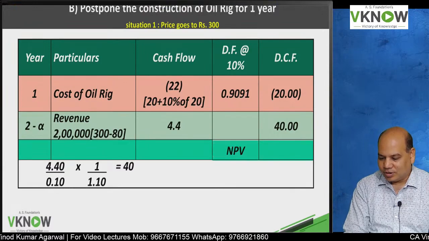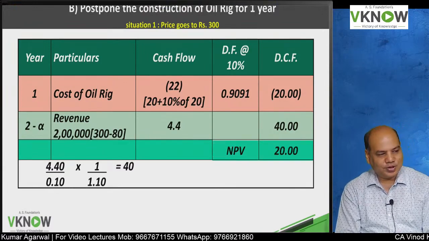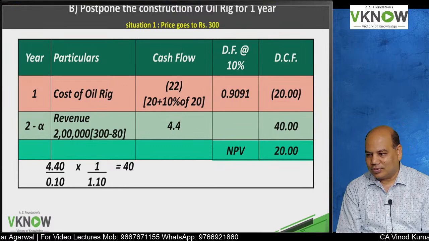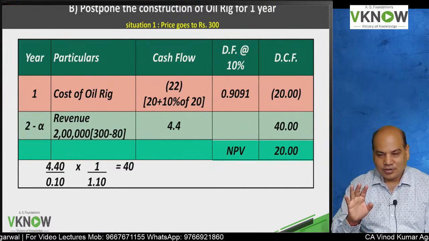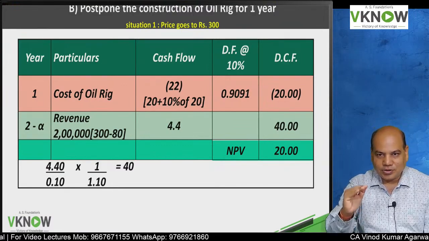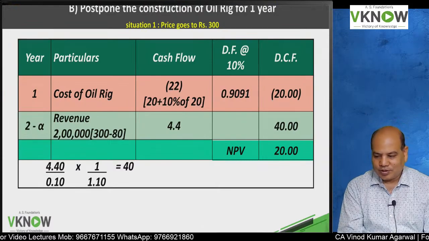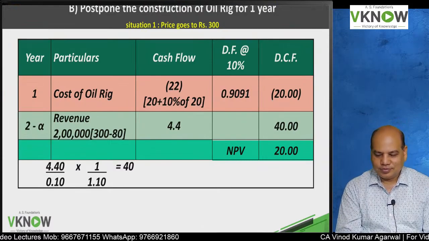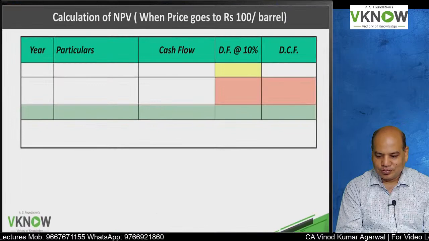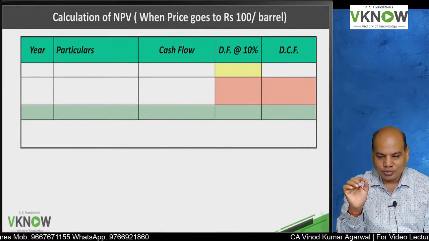So what is your NPV now? 20. But that is not the end of the answer. This is if the price rises to 300. Okay. Now write down below situation 2.